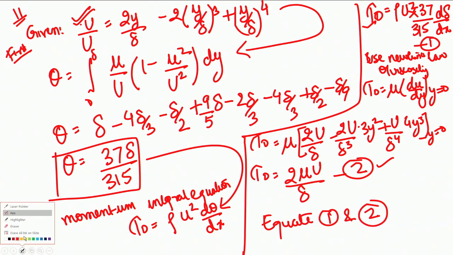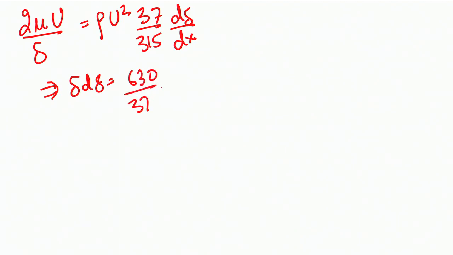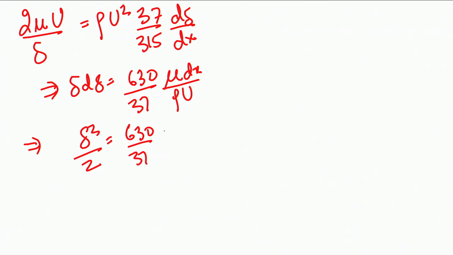Okay, so this is 1 and this is 2, and the best way is you equate equation number 1 and equation number 2. So we will go to another page. After equating you get 2 mu U by delta is equal to rho capital U square into 37 divided by 315 d delta by dx, and if you integrate it, before integration it becomes delta d delta equal to 630 by 37 into mu dx by rho U, or delta square by 2 is equal to 630 by 37 mu capital U x by rho U plus c.